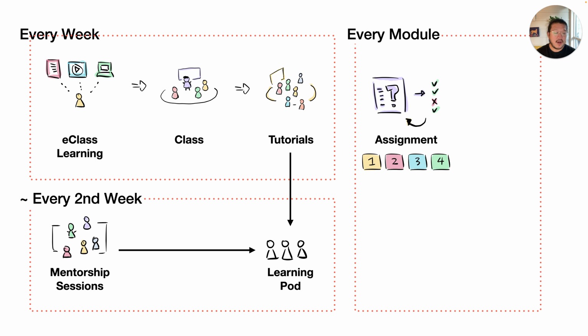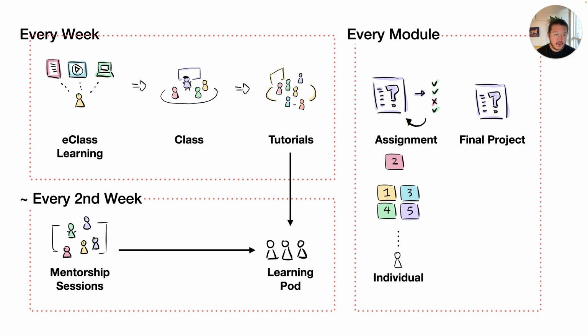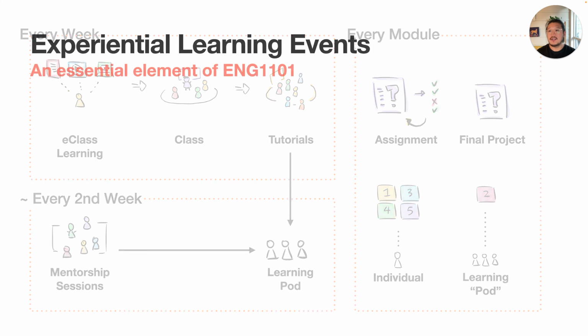With every module, there's going to be an assignment for modules 1, 2, 3, 4, or the final project, which is associated with module 5. Assignments 1, 3, 4, and then 5 being the final project are to be done individually, and Assignment 2 is to be done together as a learning pod.